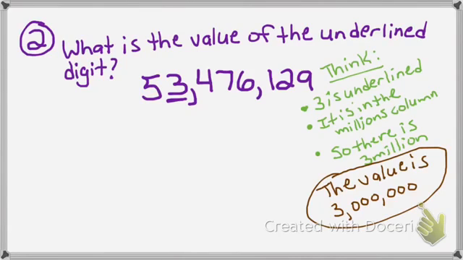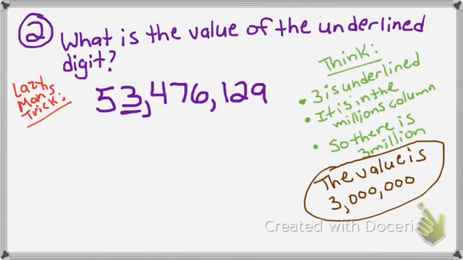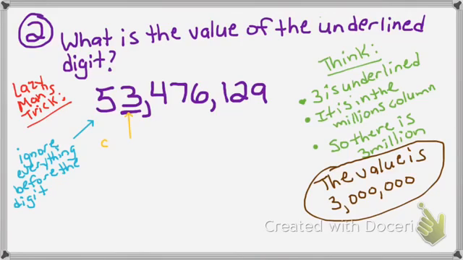Let's take a look at a lazy man trick of how we can solve this problem. When given the same problem, if they give us a number, have a digit underlined, and ask for the value of that digit, first thing we do is we ignore or even cross out everything that comes before the underlined digit. In this case, the only thing before the digit is a 5. So we ignore the 5. Now we focus on the 3. The 3 is our underlined digit, and we copy that underlined digit. So I'll copy the 3.